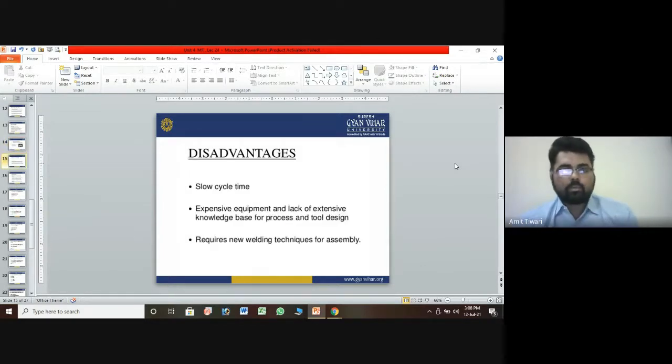But there are also some disadvantages: slow cycle time, expensive equipment, lack of expert knowledge of the best process and tool design, and the requirement of new welding techniques. These are some of the disadvantages we face during hydroforming.